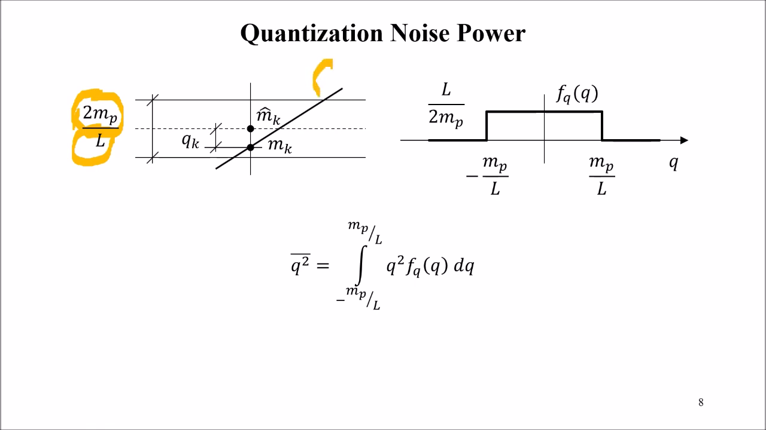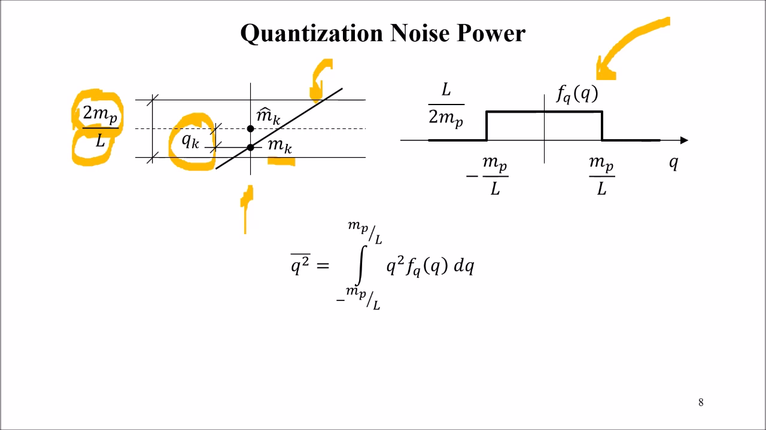Our message signal is the dark line that moves through at a diagonal. At the sampling instant, the value of the message signal is MK, that's the true value. It gets rounded off to the center of the level, that's M hat of K, the approximate value. The quantization error is Q with the subscript K, the difference between the two. This error is distributed in a uniform fashion across this range of values.